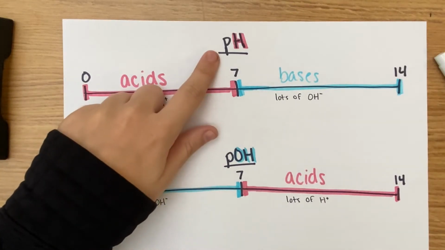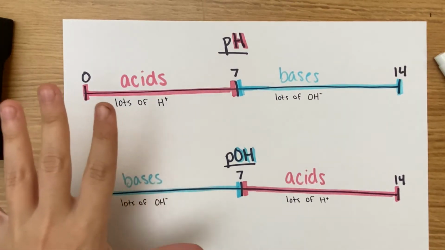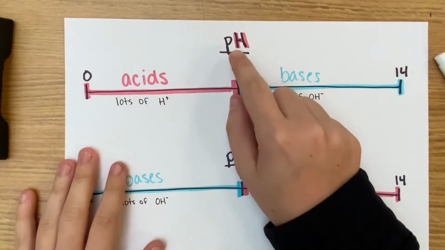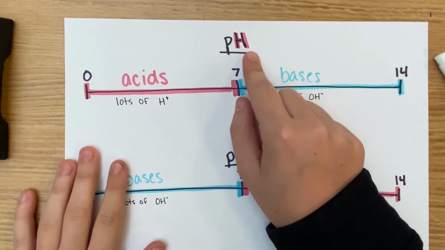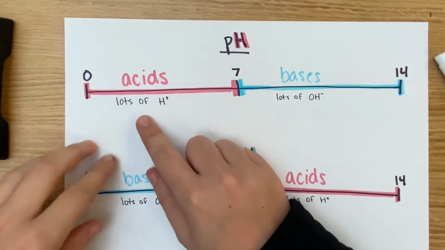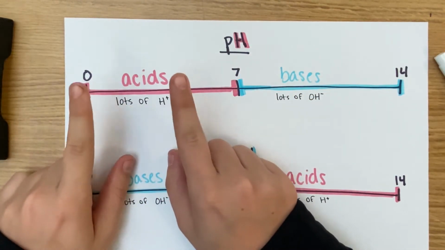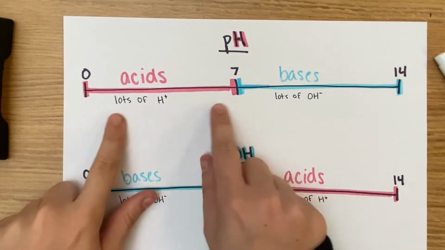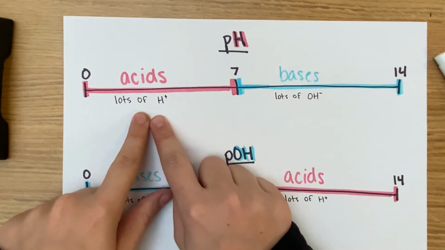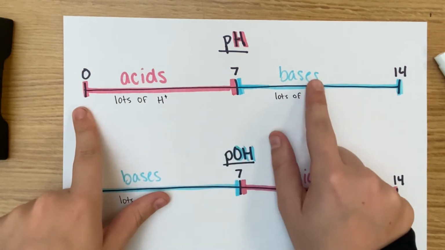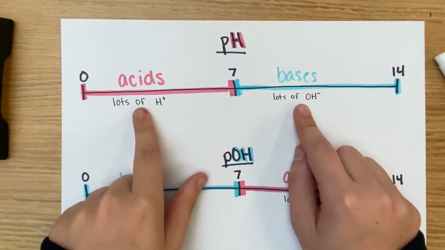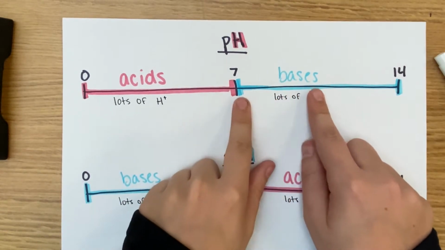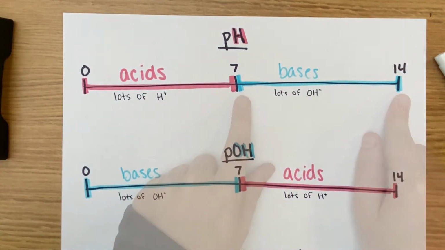So the pH scale and the pOH scale are essentially opposites of each other. pH measures the power of hydrogen, and acids tend to have a lot of hydrogen ions. So on the pH scale, an acid will have a pH of 0 to 7. But since bases do not have a lot of H ions, they have a lot of hydroxide ions, that puts them in the range of 7 to 14.